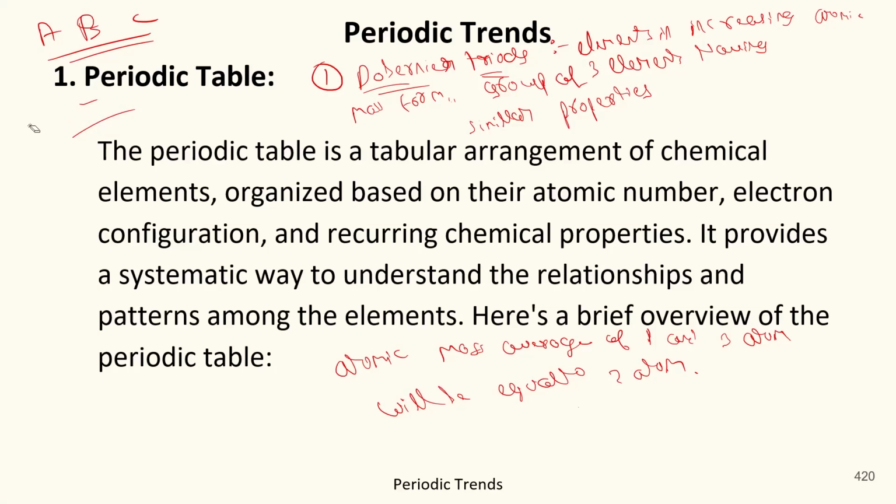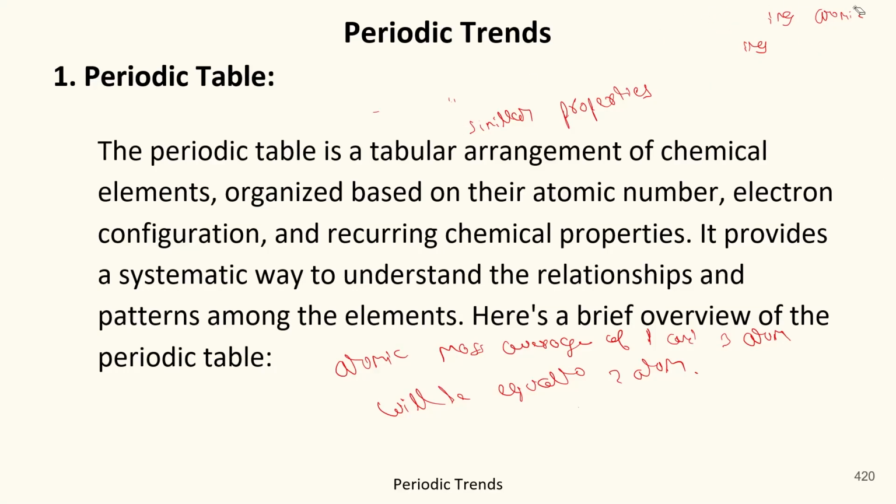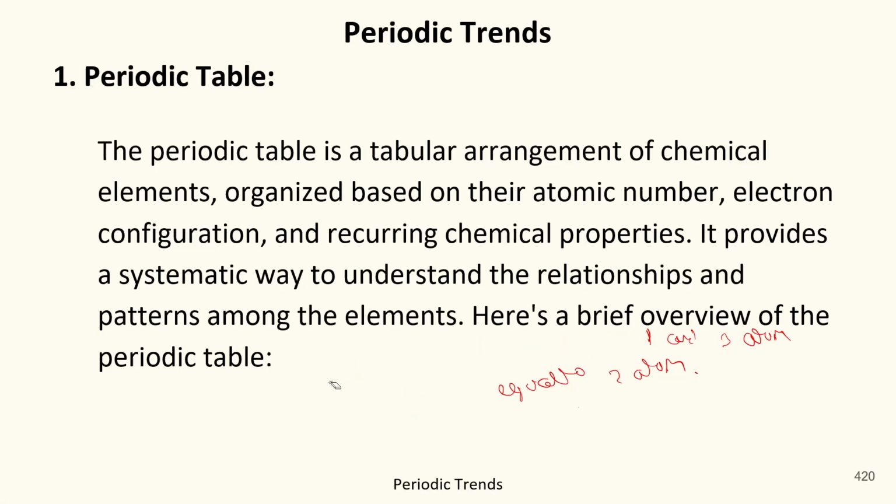Got it? The second thing we need to understand is how many triads he made, because this concept failed. He was not able to arrange all the elements. He was only able to arrange a few elements. And what were these few elements? They are as follows.